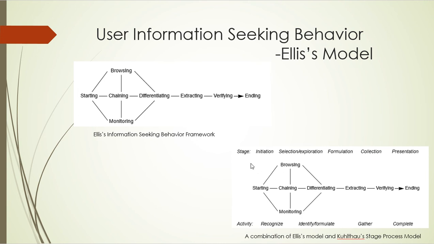The stages of Kuhlthau's model are initiation, selection, exploration, formulation, collection, and presentation. As an example, the initiation phase of the process is said to be characterized by feelings of uncertainty, vague and general thoughts about the problem area, and is associated with seeking background information. The appropriate task at this point is simply to recognize a need for information.